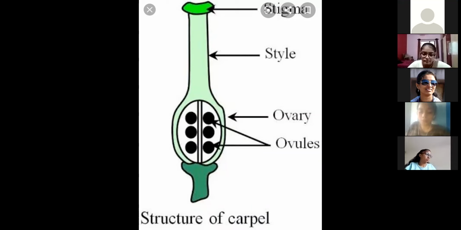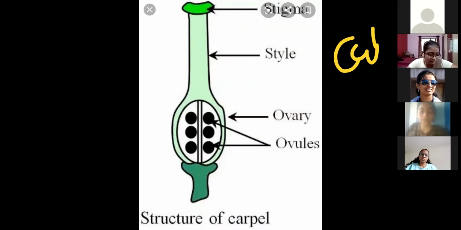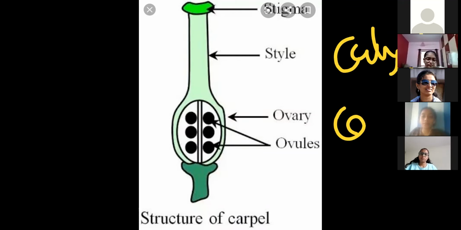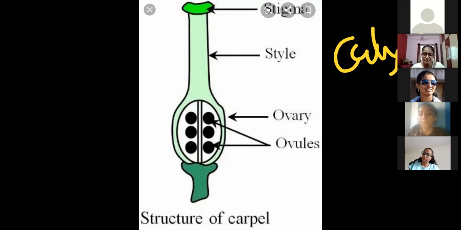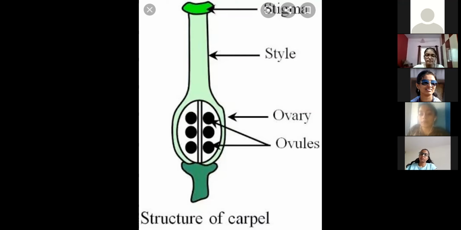three whorls of the flower. Outermost we call calyx, unit sepal. Then inner to that corolla, unit petals. Inner to that androecium, and that unit we call stamen. Now the next whorl is the gynoecium. Gynoecium has three parts.